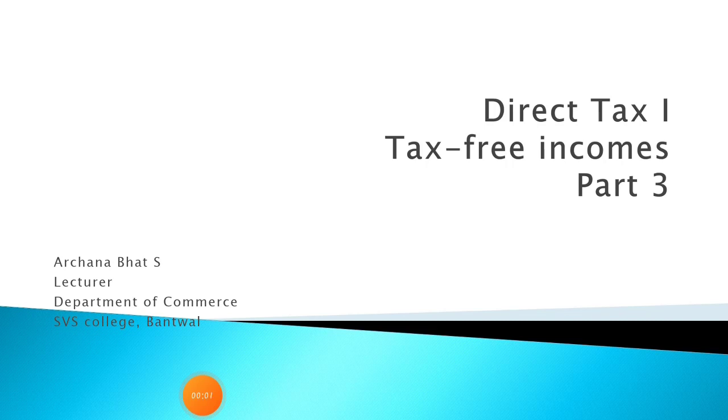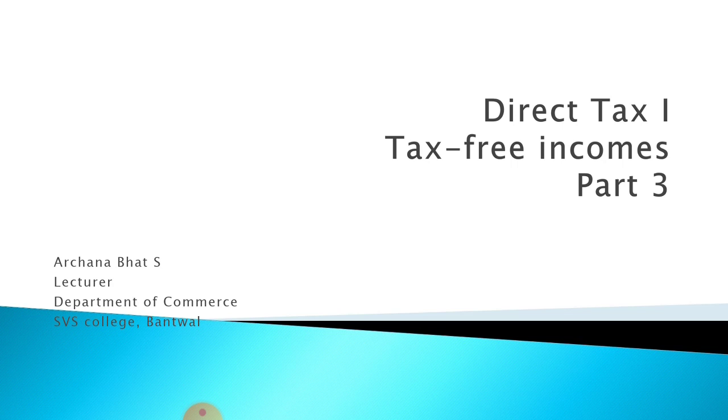Hello students. Now we are studying the chapter tax-free incomes. In the previous session we discussed death cum retirement gratuity. Death cum retirement gratuity can be classified into two categories. They are gratuity of government employees and gratuity of non-government employees.